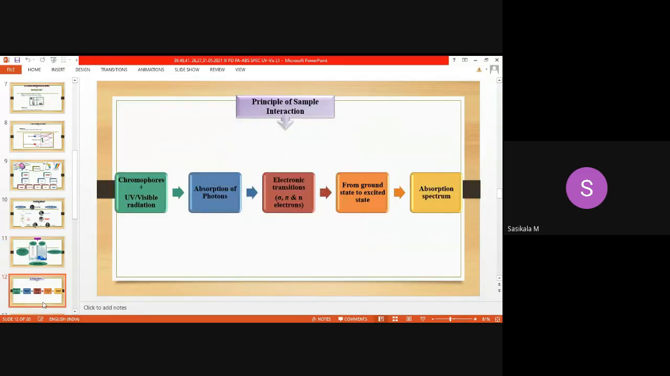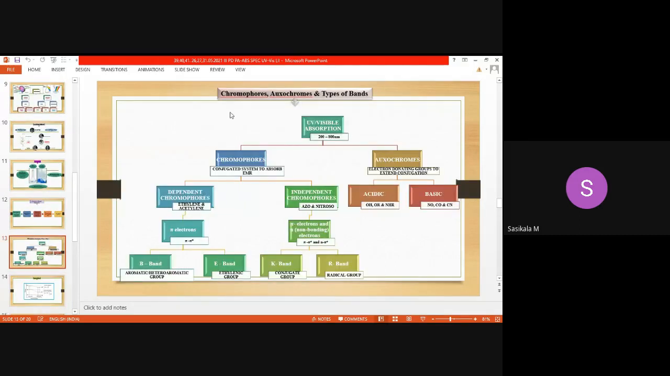And the principle of interaction, where the sample radiation, UV visible radiation, is interacted with chromophores, where absorption of photons occurs in the chromophoric system, that is in unsaturated systems. Once the absorption of photons occurs, it goes for electronic transitions, that is sigma to sigma star, pi to pi star and n to pi star transitions from ground state to excited state. The electrons move, and the amount of radiation absorbed gives the absorption spectrum. So we will study this mechanism through spectrum analysis.